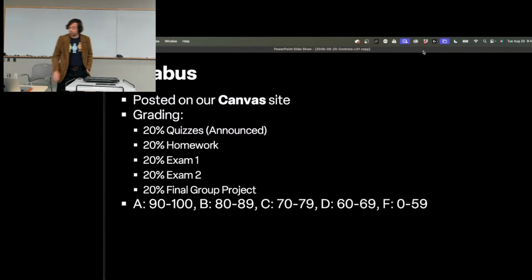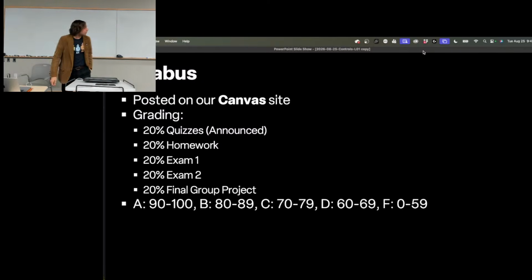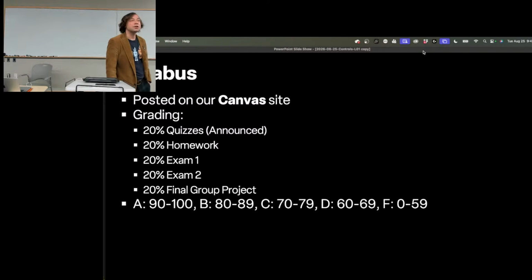Okay. All right. For our syllabus, it'll be posted to our Canvas site. But here is the grading breakdown. Okay. 20% quizzes, 20% homework. You get 2 exams, and there's a final group project. Typical grading scale here for the college: A, B, C, D, and F. We don't talk about those letters, though. We don't let them enter our minds, those last couple.